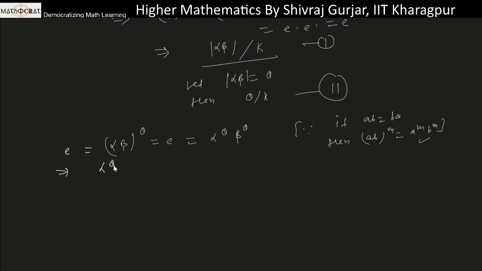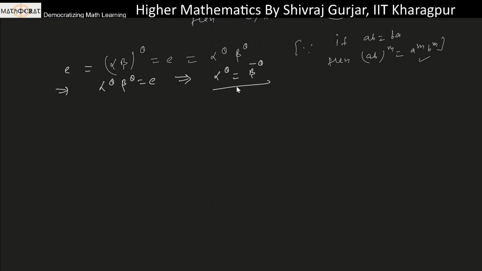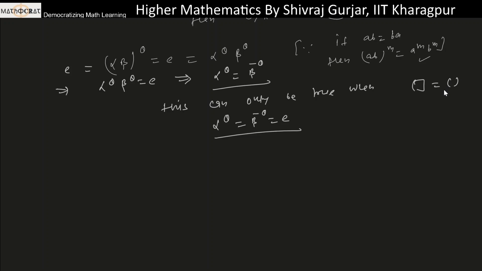So from that we can say that alpha power theta times beta power theta is e, or that alpha power theta is nothing but beta power minus theta. That means there are some elements common between the alpha cycle and the beta cycle, but this is not true. This can only be true when alpha power theta and beta power minus theta are both identity elements. This is like what we do in heat wave equations, where two independent variables x and y are equated; because they are independent, they cannot be equal, so we set both equal to some constant. Similarly here, these two can only be equal when they are equal to the identity, because the identity element is common between both.